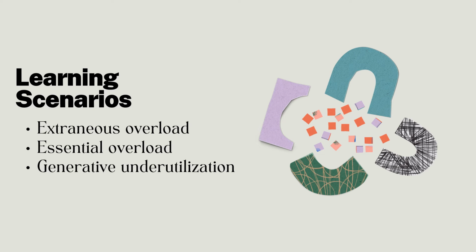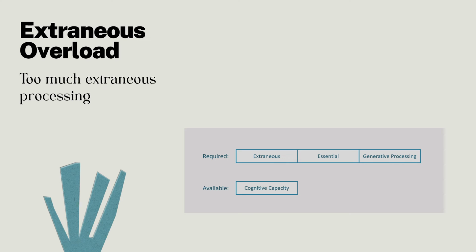The chapter we read by Mayer discusses three learning scenarios based on the model of cognitive processing demands. Those are extraneous overload, essential overload, and generative underutilization. Extraneous overload happens when the instructional message is so poorly designed that the learner is forced to expend large amounts of processing capacity on extraneous processing, leaving insufficient capacity for essential and generative processing.